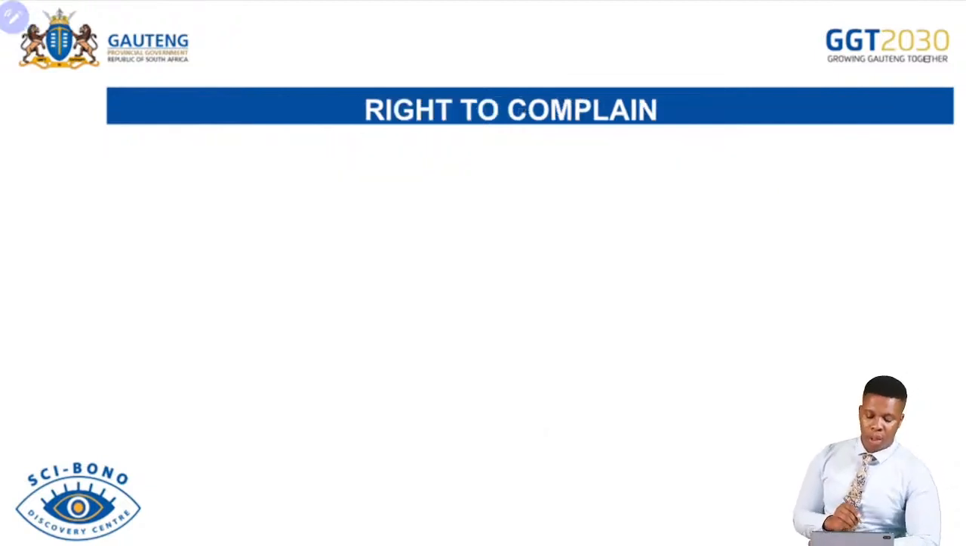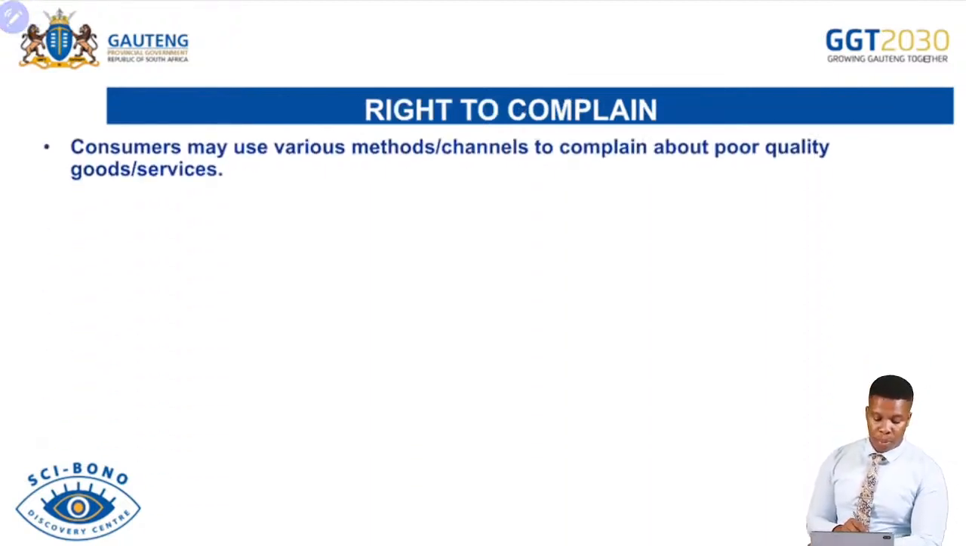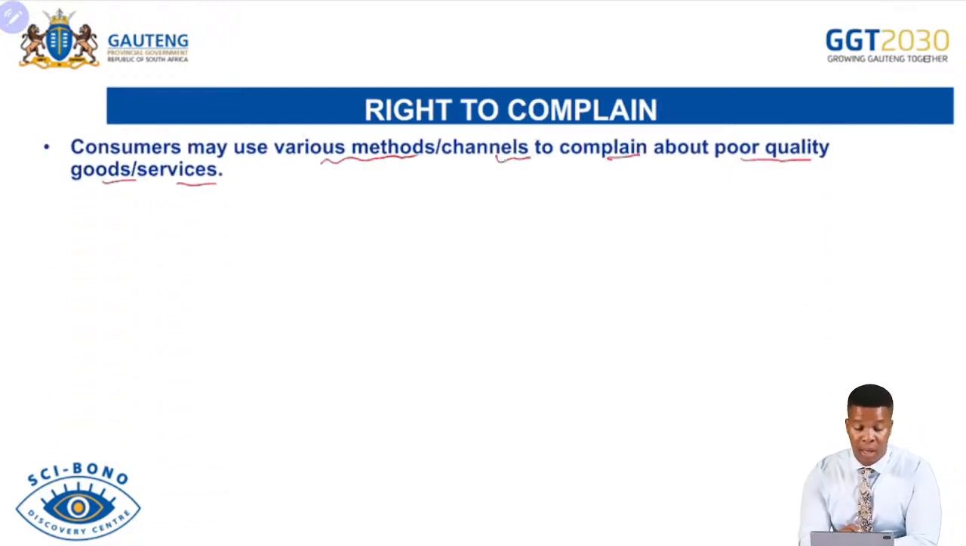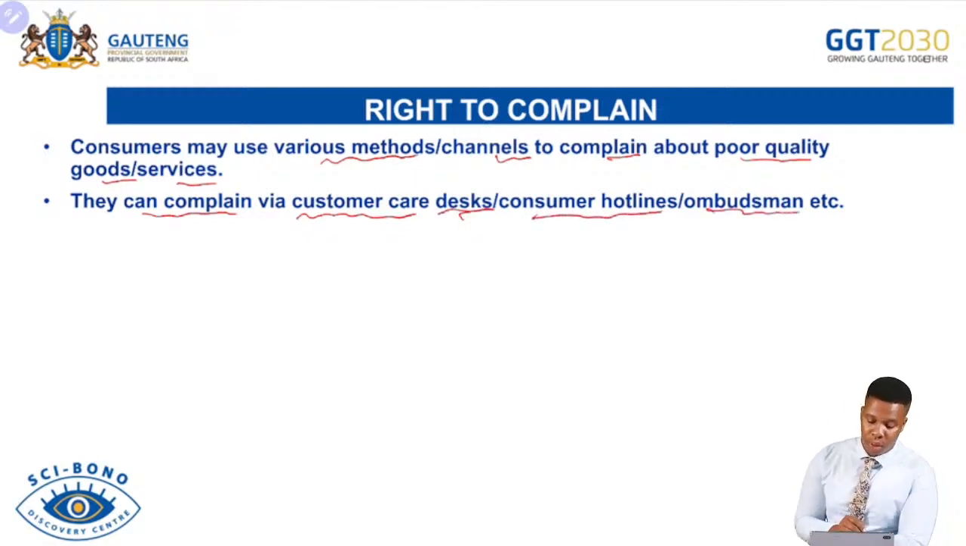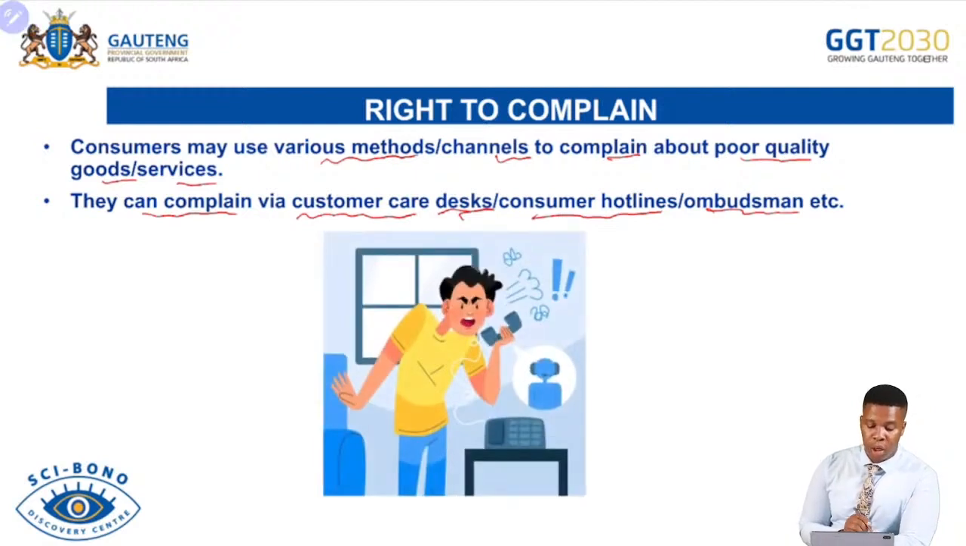And then when we look into the last right, which is the right to complain, consumers may use various methods or channels to complain about poor quality goods or service. This can be through a phone call, this can be through an email. These are different methods that a consumer can use to complain. And they can complain via a customer care desk or consumer hotlines or the ombudsman. Those are methods a consumer can use to complain if they are not happy with a particular product or service that is being offered.